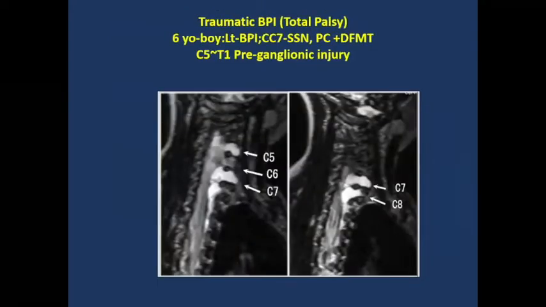I would like to show you combined reconstruction of elbow flexion and finger function using 2 typical cases of traumatic BPP and acute flaccid myelitis BPP. This is the preoperative MRI of a 6-year-old boy with traumatic BP total palsy who underwent CC7 to suprascapular nerve, PC transfer, and double gracilis transfer, showing C5 to T1 preganglionic injuries.